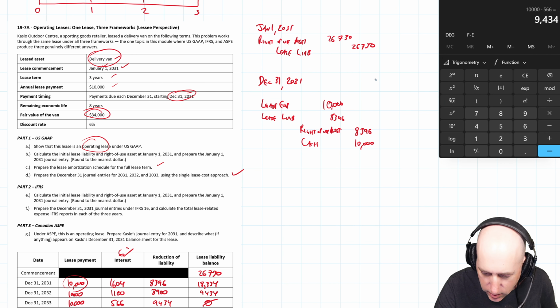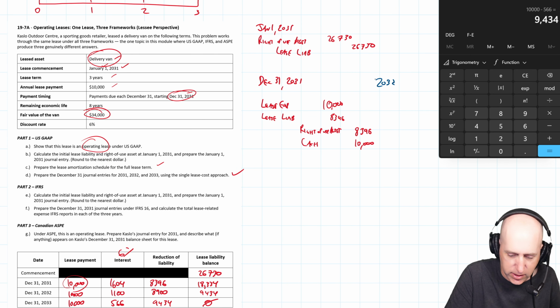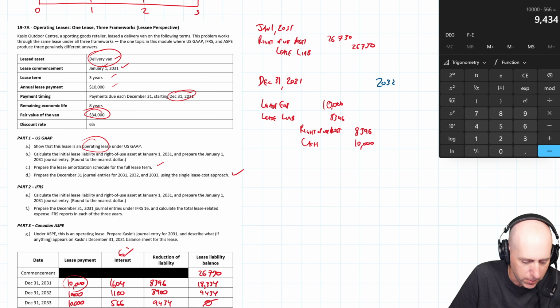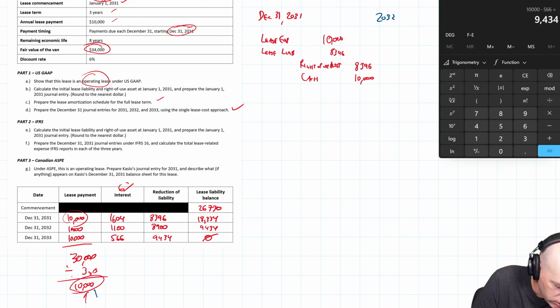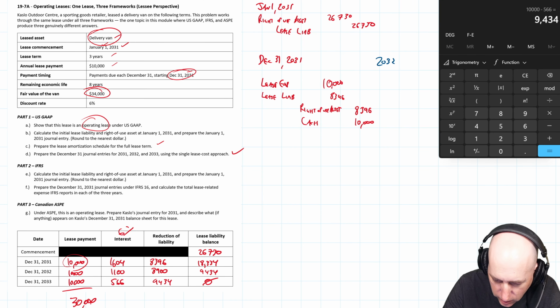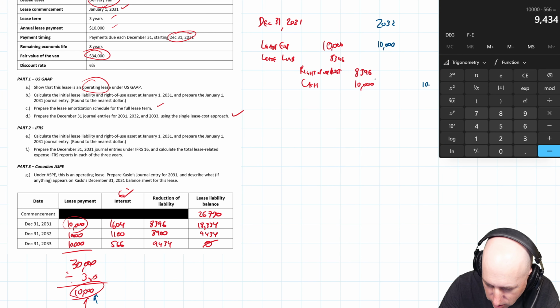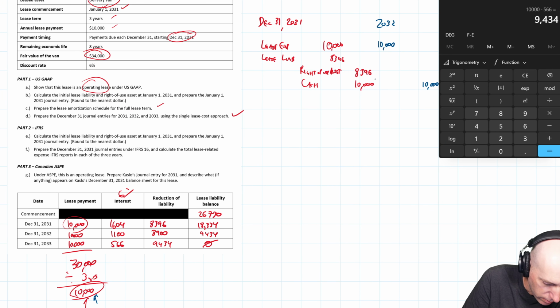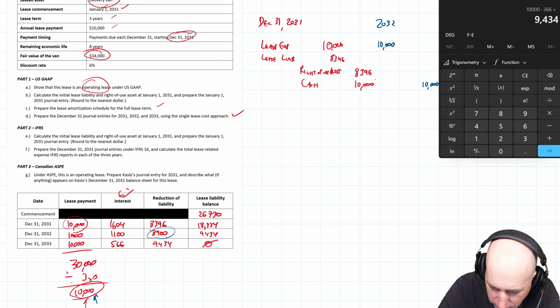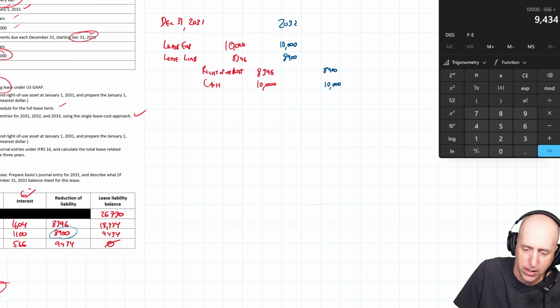I'm going to do 2032 just in blue ink beside, because it's the same debits and credits, just different numbers. So my lease expense for 2032 is $10,000. So debit lease expense for $10,000. My credit to cash, well, it is $10,000. My reduction of my lease liability in 2032 is $8,900. And therefore, to make it balance, I credit the right of use asset for $8,900.